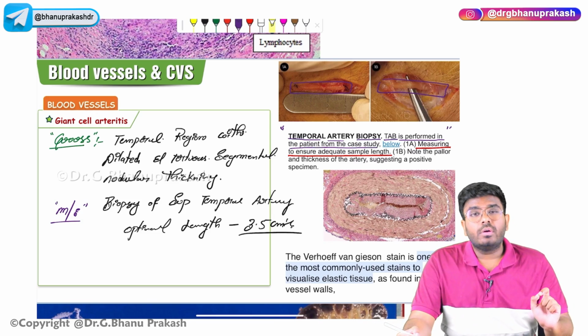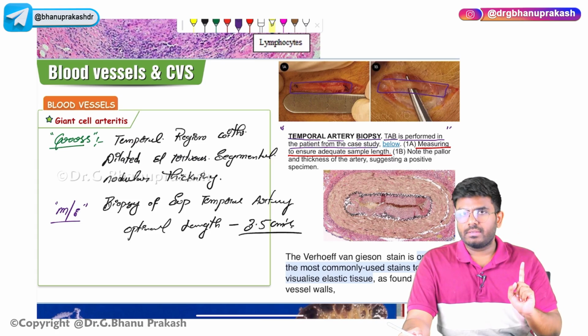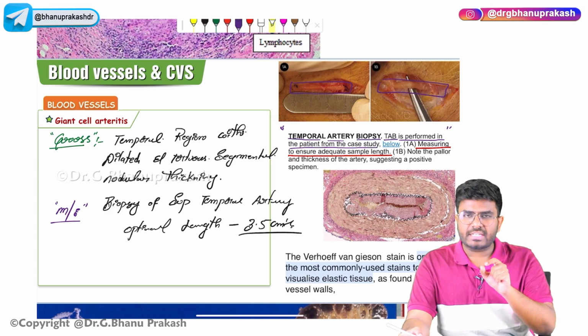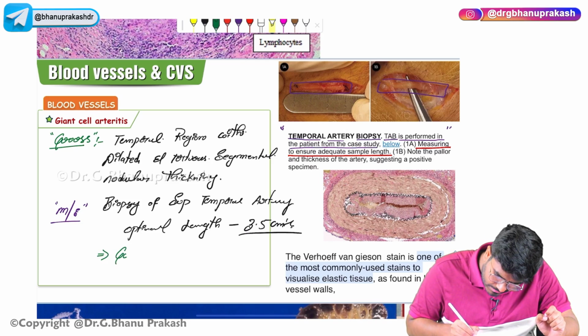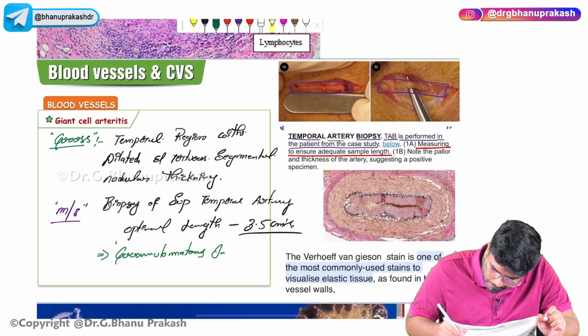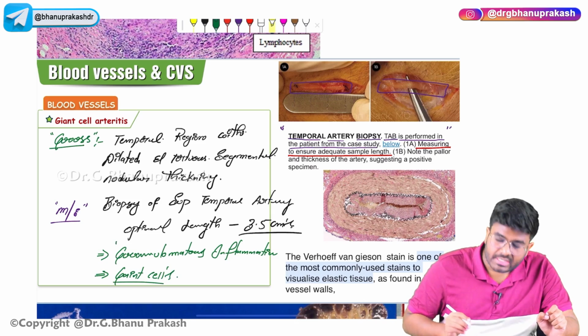If you take the biopsy, what will you see under the microscope? It's a granulomatous inflammation of this blood vessel. Is it granulomatous or non-granulomatous? Granulomatous, definitely. There are even multinucleated giant cells present. So on microscopy, what you are able to appreciate is granulomatous inflammation. And one more important point, what you can see is giant cells. So giant cells are seen and granulomatous.